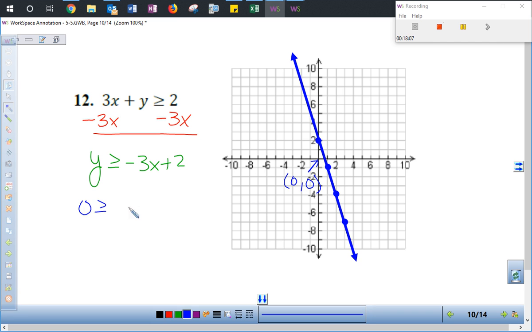So 0 greater than or equal to negative 3 times 0 plus 2. That would be 0 plus 2. And 0 greater than or equal to 2. Now 0 is not bigger than 2, so I don't want to shade on that side with the 0, 0. I want to shade on the other side.